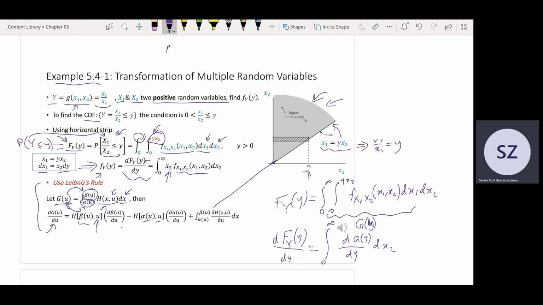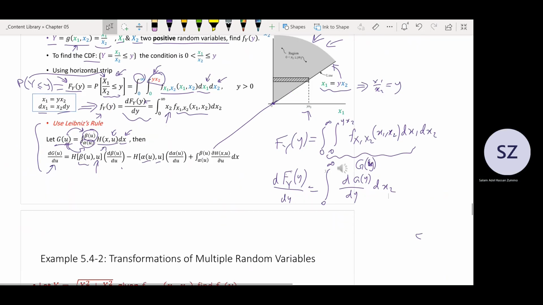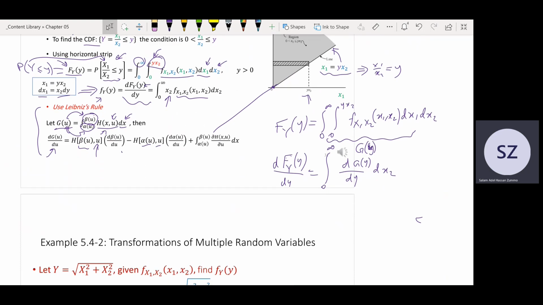So how to do it? I gave you the answer, but I did not give you how to do it. So we need to apply the given rule. Now let's focus on d/dy. We need to find what we have found as this, the derivative of the CDF. We found it as this. How did we do it?